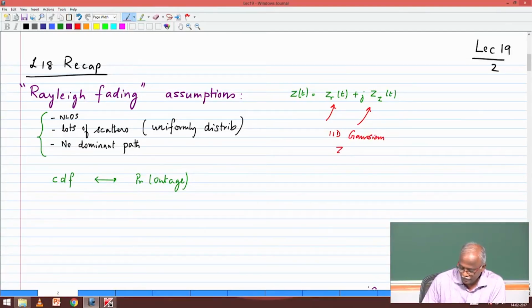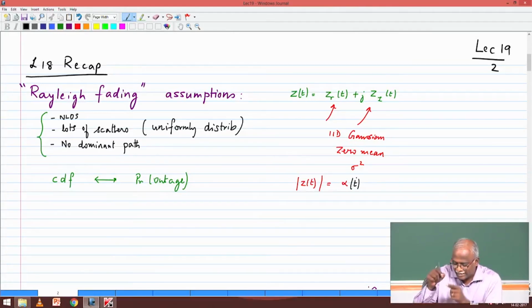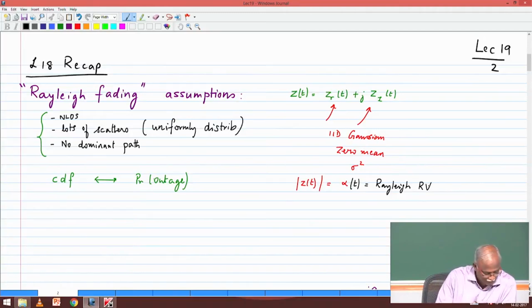They are zero mean and they have a common variance sigma squared, and based on this we say that the magnitude of z of t, we call it alpha. Strictly speaking, you should call it alpha of t, but at a given point in time, alpha is a random variable that has Rayleigh statistics, a Rayleigh random variable. So this is our broad understanding of Rayleigh fading channels.